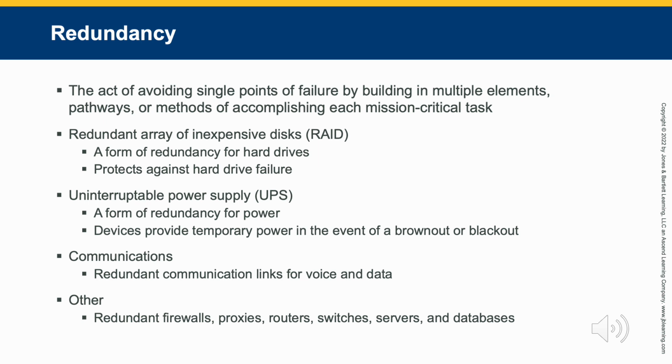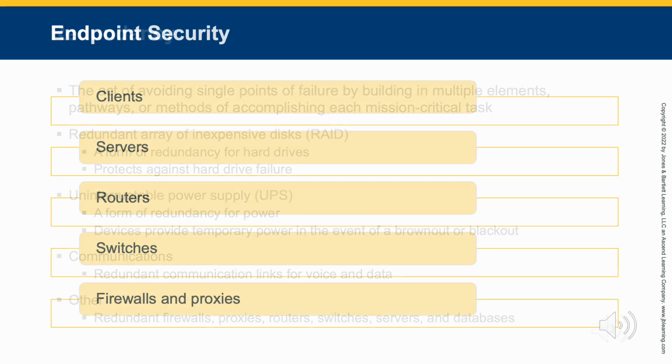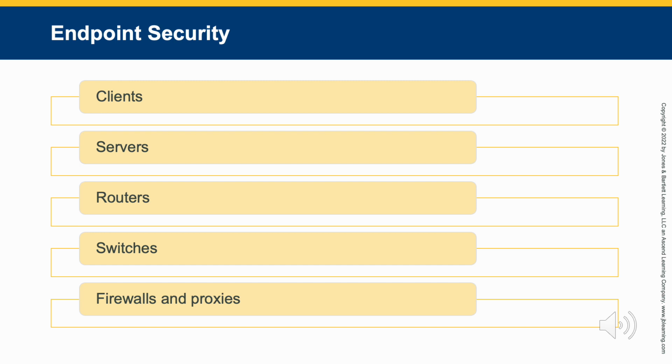Communications: redundant communication links for voice and data. How do we connect out to the internet? How do we connect out to the PSTN, or public switched telephone network, your phone systems? Other redundant components include firewalls, proxies, routers, switches, servers, and databases. Endpoint security. When we talk about endpoint security, we're talking about how to protect clients, servers, routers, switches, firewalls, and proxies.